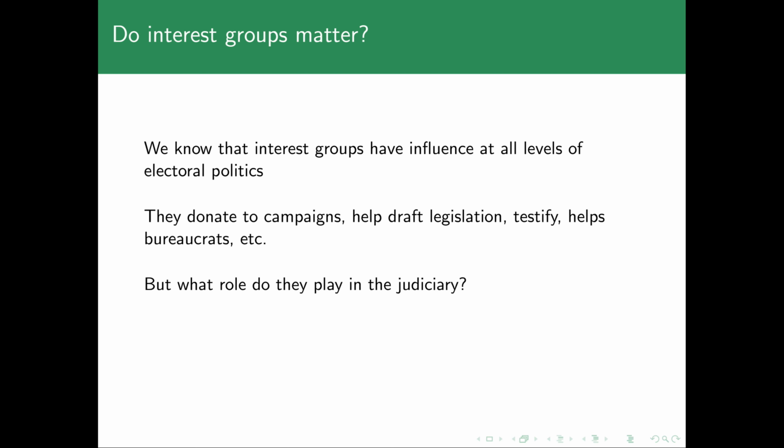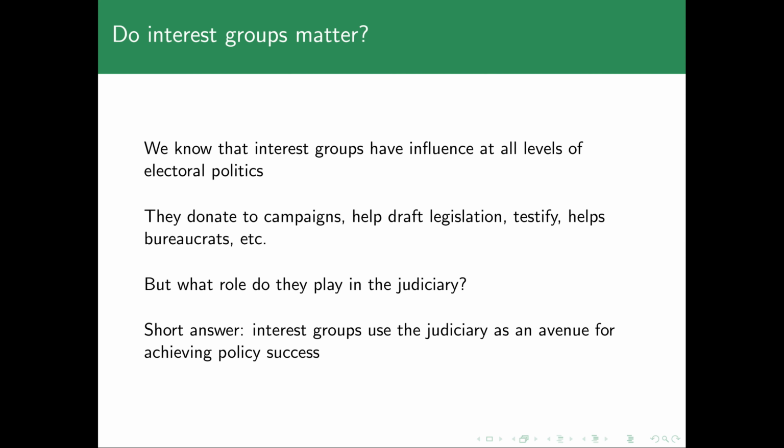The question is, what role do they play in the judiciary? The reason is, most people in the judicial system are not elected. They don't actually draft legislation, right? They craft it themselves via the bargaining process, as we discussed recently. And they implement their own rules, so they don't need this hand-holding that some of the other political agents do. The short answer is that interest groups primarily use the judiciary as a tool for their own policy success. The reasons why they use the judiciary are no different than why they use the elected branches.